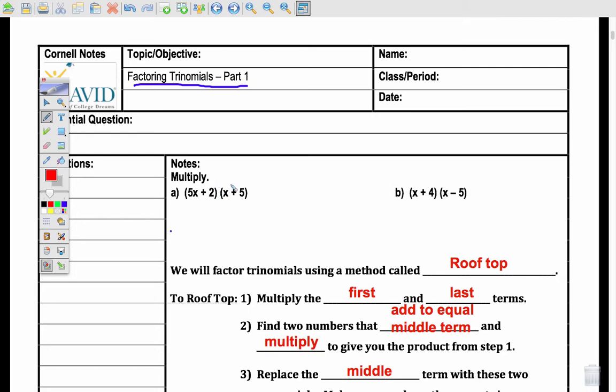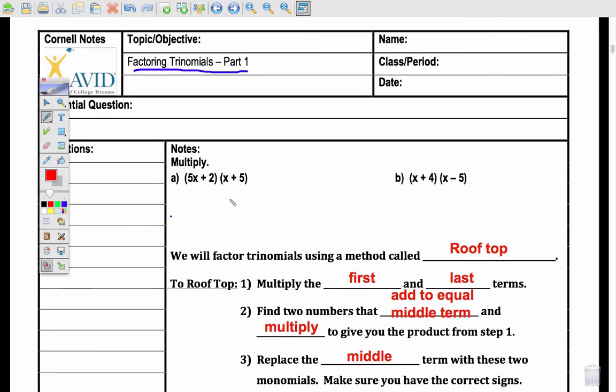So let's go through and do some examples. Just some refresher. These first couple tell us to multiply. Let's distribute these. So I'll draw our lines. Just multiply it all out. 5x times x, that's 5x squared. I'll do 5x times 5. That's going to give me 25x. That's positive, so we make that plus. 2 times x, that's going to give me plus 2x. And 2 times 5, that's going to be plus 10.